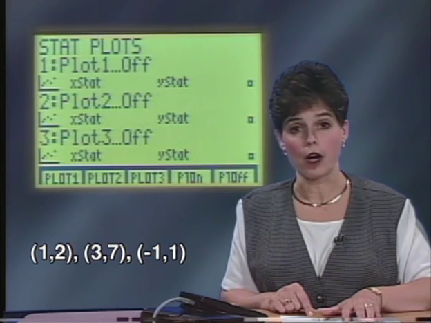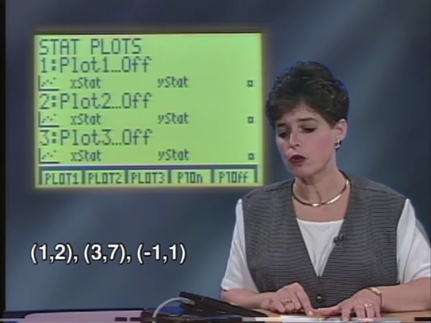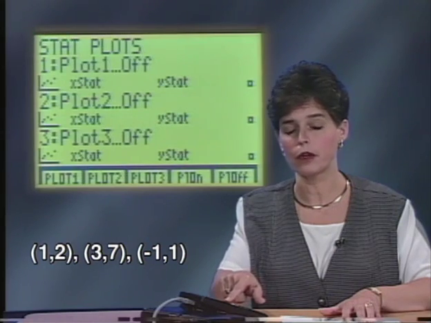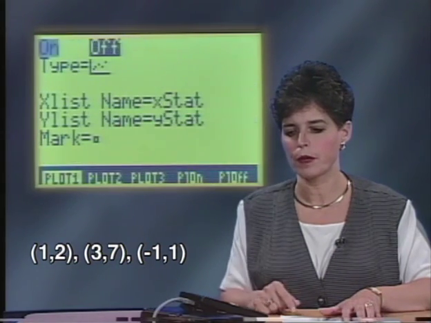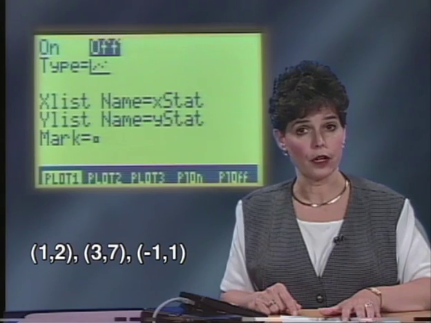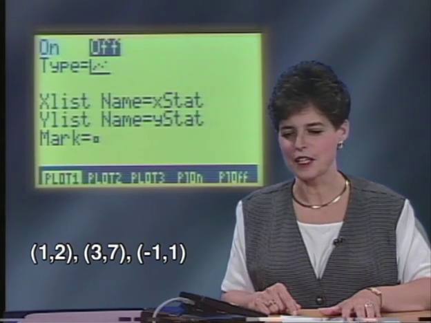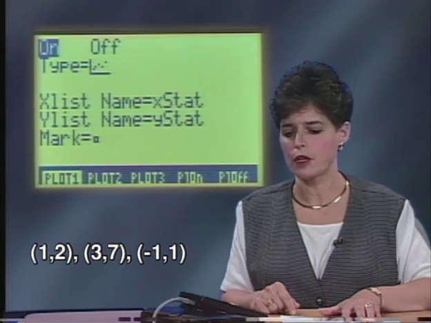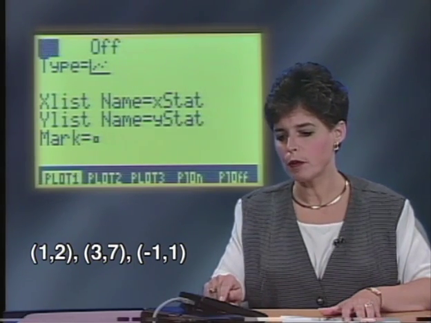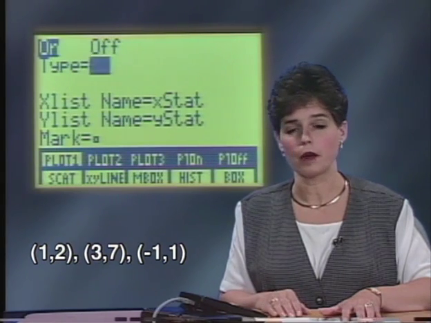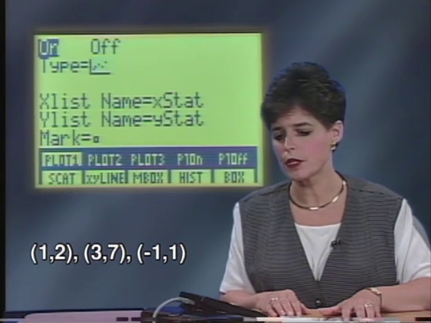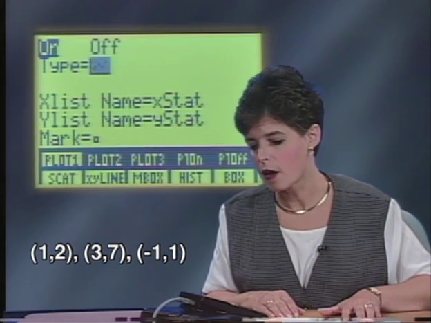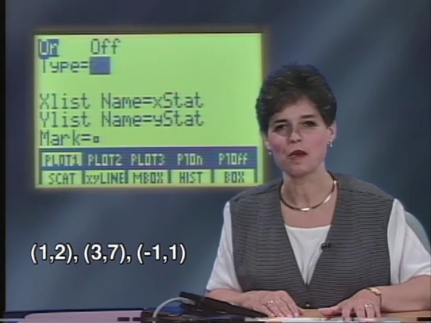You notice that on the bottom of the screen you have lots of choices up above the F keys, and I want to turn on plot 1, so I'm simply going to press F1. Okay, I still haven't turned it on because you can see that off is highlighted. So press enter to turn it on, and I'm ready to move through this menu. When I go down to type, you'll notice that the menu at the bottom of the screen has given me several choices. Scat, XY line, M box, hist, and box.